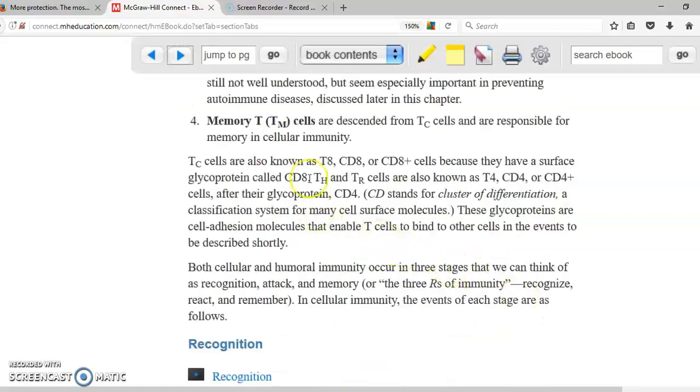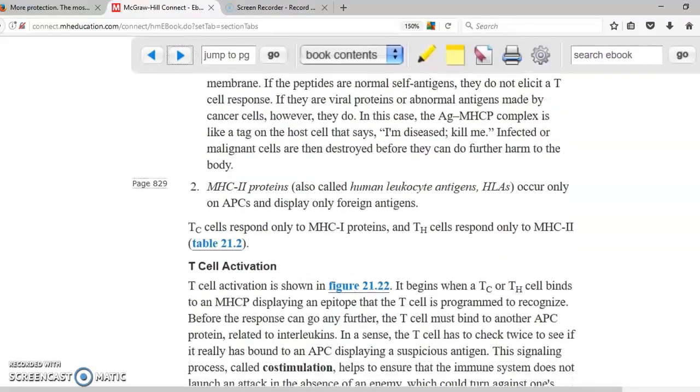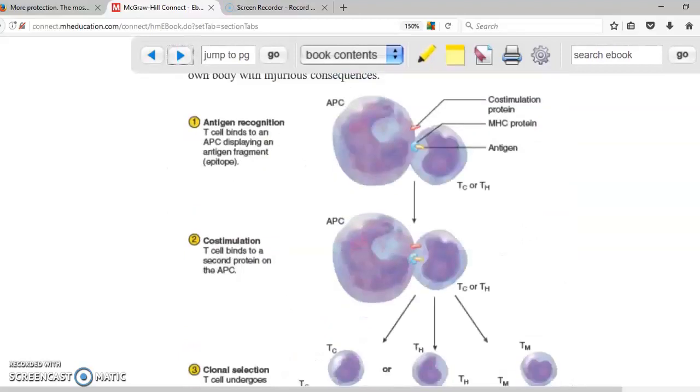T cells can also be recognized as CD8 or CD4 cells. CD4 are clusters of differentiation. They are very important because this is what is going to be used in order to match with the major histocompatibility complex in the antigen-presenting cell. So if we scroll down, right here it says T cell activation. The first part is antigen recognition. There's something else called co-stimulation because there's another protein in the cell membrane that is going to be used in order to multiply and produce more cells.